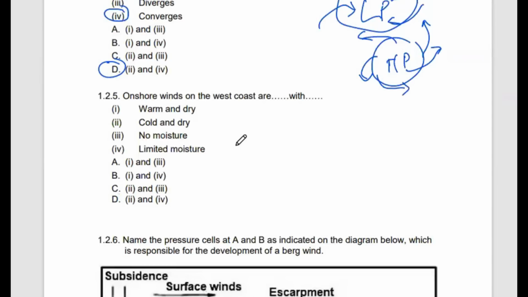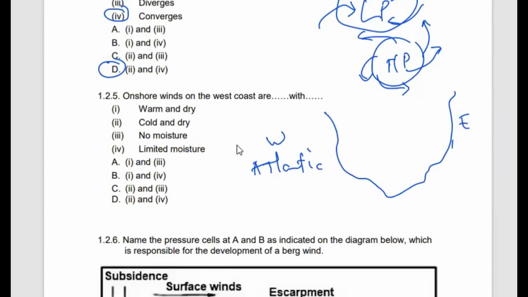Onshore winds on the west coast are dash with dash. The onshore winds you are referring to are the winds coming from the ocean onto the interior. And we are looking at the western coast here. Remember, this is our southern African subcontinent. Our west is here, our east is here. This is the Atlantic, and this is the Indian. So we are saying onshore winds from the Atlantic.